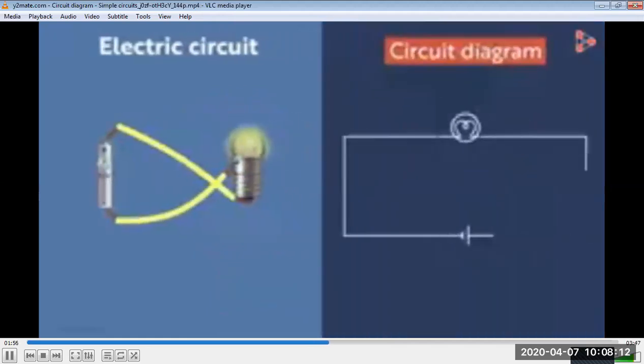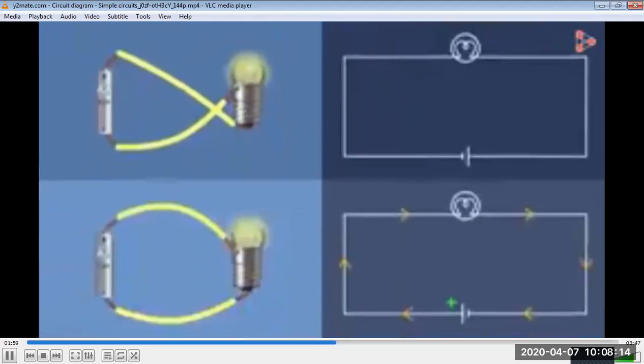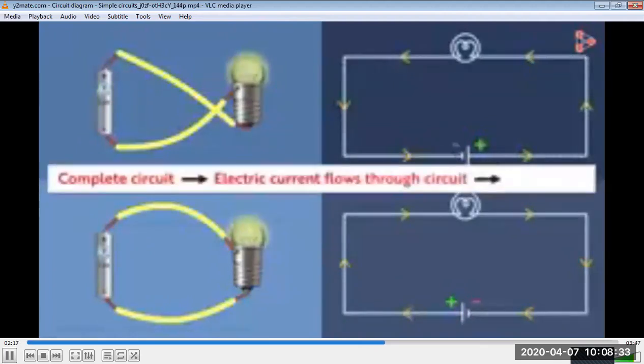This is the circuit diagram. Compare it with this one. You see that we've just reversed the direction of the battery. Hence, the electric current in this circuit is flowing in the opposite direction. So the electric current can flow in either direction. As long as the circuit is complete, the electricity will flow and the bulb will glow.